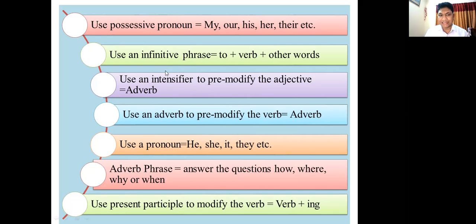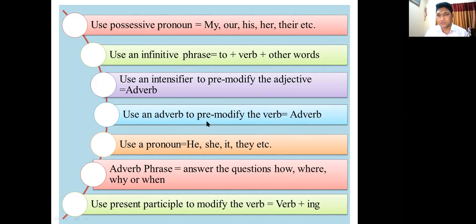Use an intensifier to pre-modify the adjective. So, you know that intensifier is used to focus or to emphasize. Okay. So, when you are asked to use an intensifier, you have to write appropriate adverb. Intensifiers are basically adverbs. So, you have to write adverb. Intensifier basically what? Adverb. Use an adverb to pre-modify the verb.